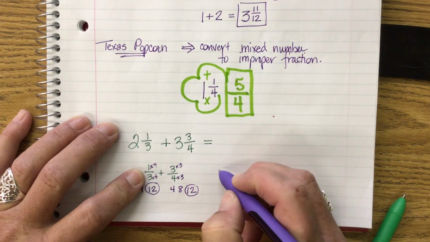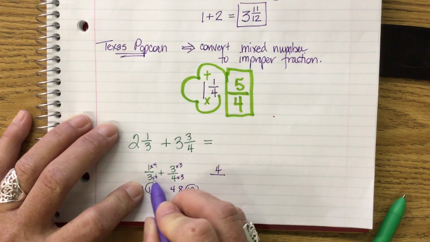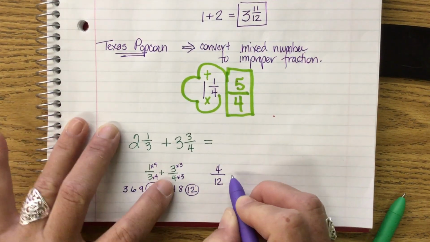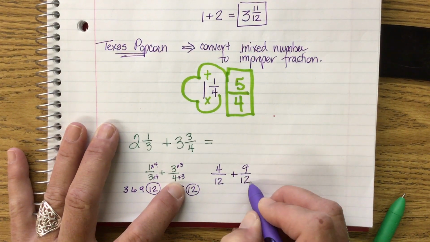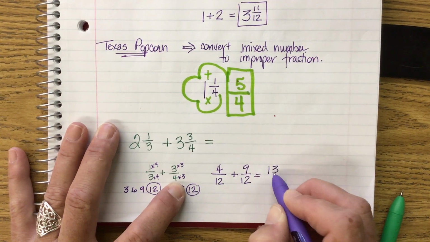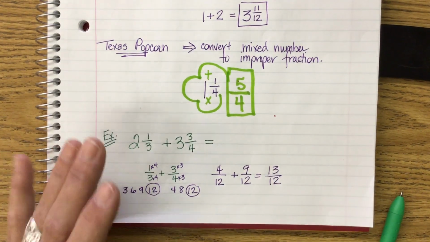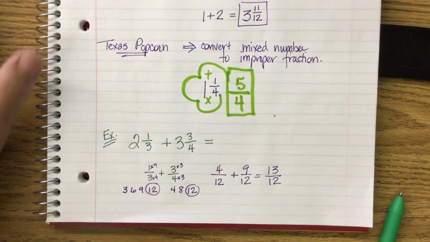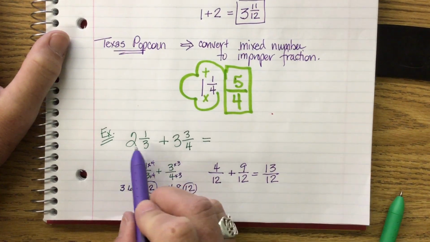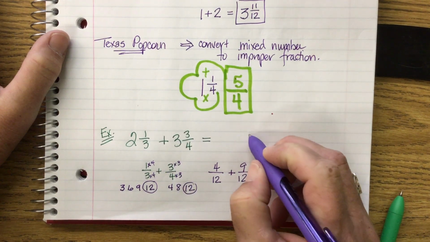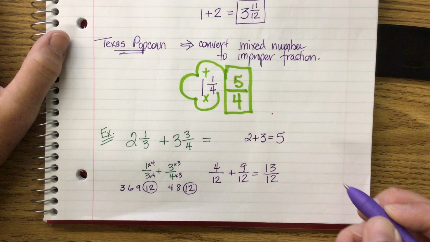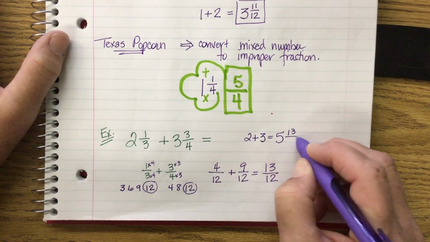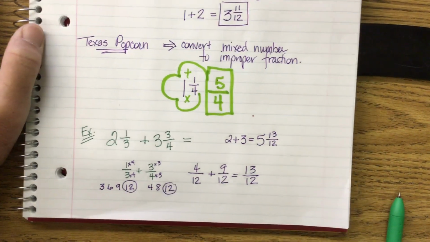Always rewrite. So it's a 4. 3 times 4 is 12, plus 3 times 3 is 9. 4 times 3 is 12. So I get 13/12. Okay, so that is an improper fraction. Now if you notice, I'm going to add my wholes, so 2 and 3 equals 5 and 13/12.